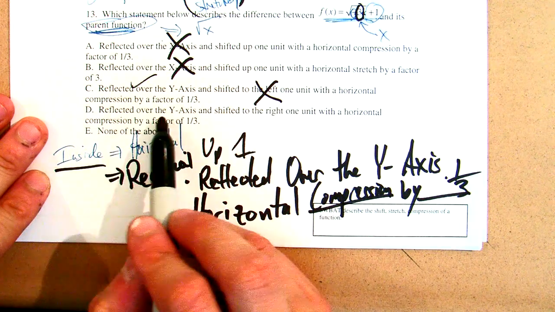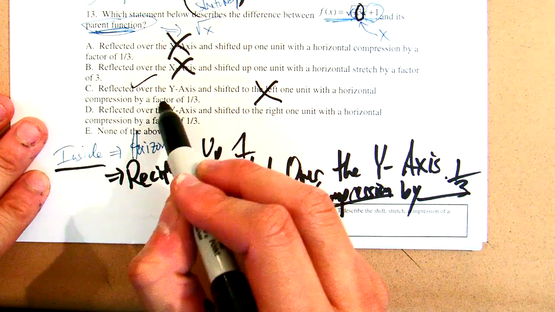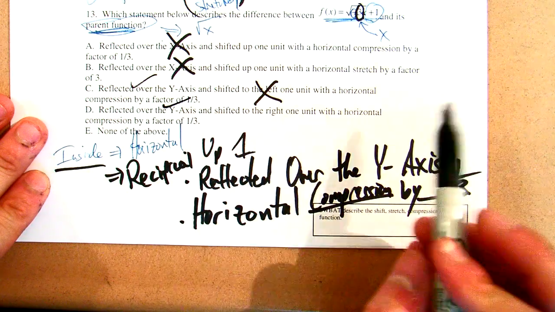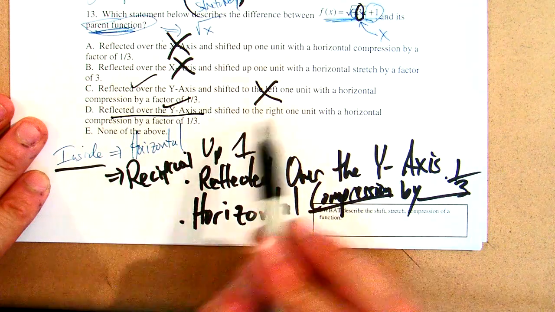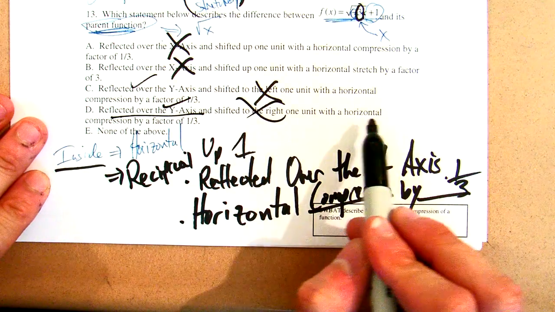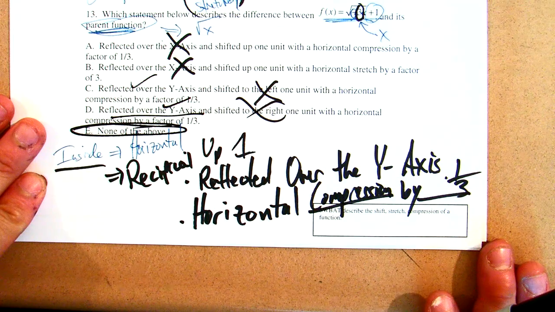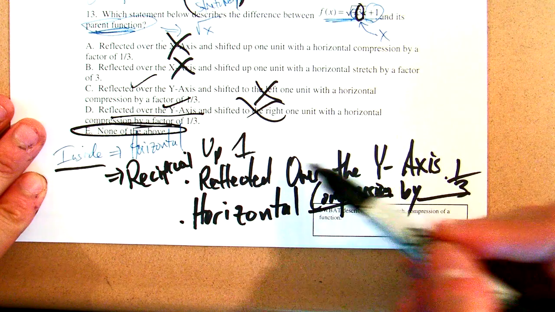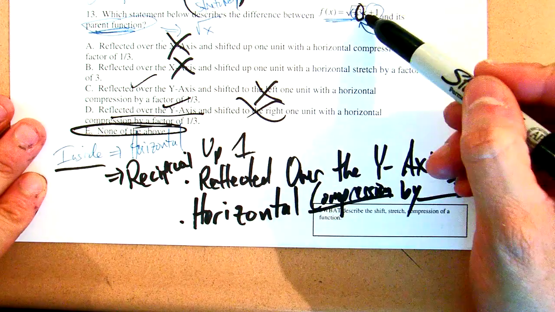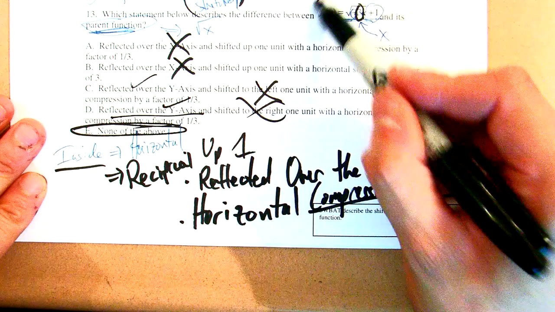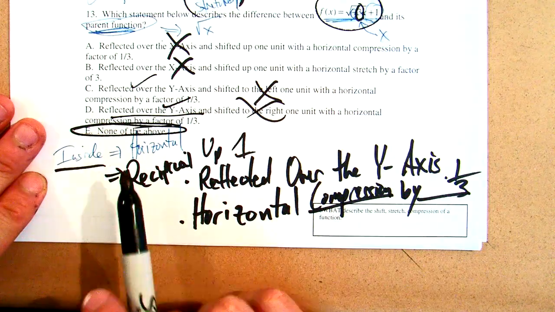D, reflected over the y-axis and shifted 1 to the right. So this is correct, but shifted 1 to the right is clearly wrong. So the answer clearly is E, because none of the other descriptions fit exactly all of these descriptions for this function compared to its parent function. So the answer is E.